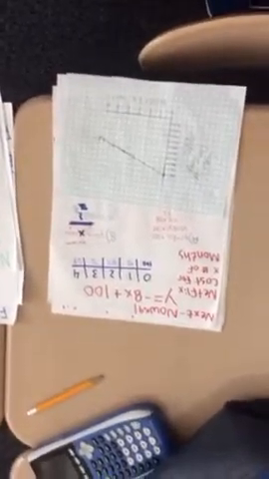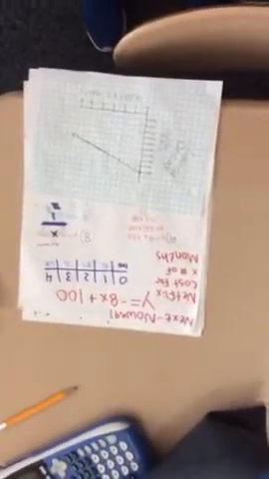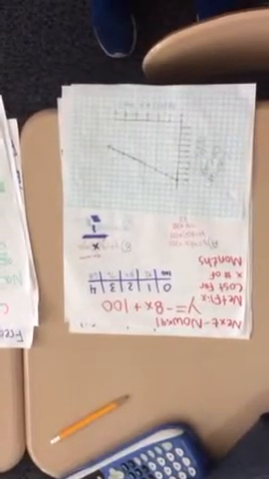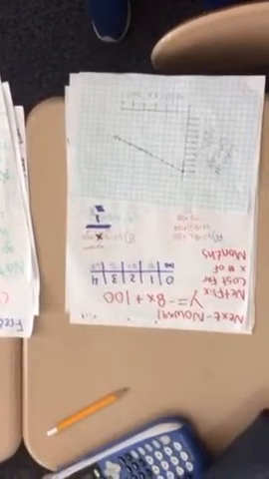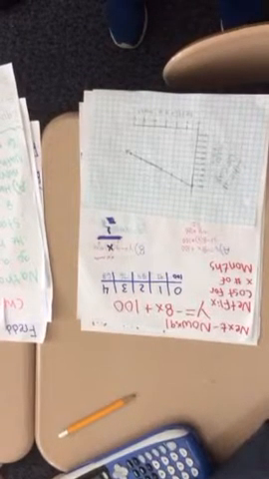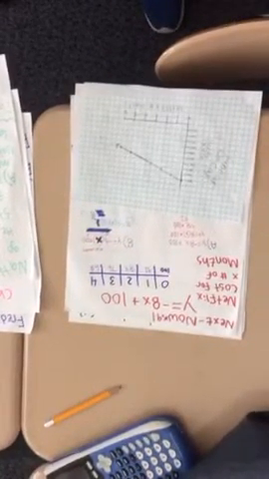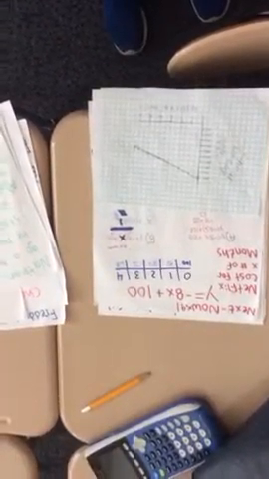And then we replace the x by 6 to represent months. So y equals negative 8 times 6 plus 100, which we're simplifying, we got negative 48 plus 100, that equals 52.